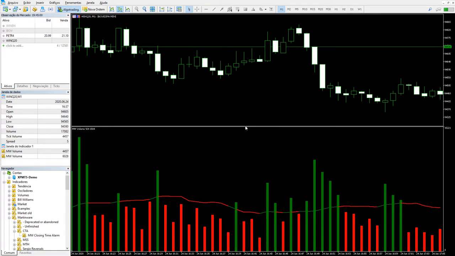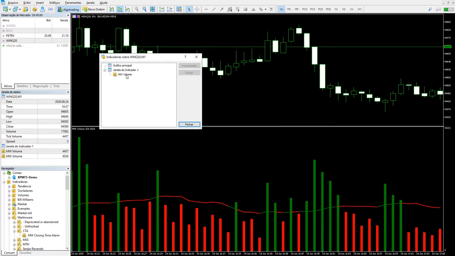Of course, it's very simple, nothing too surprising. Most of the time you could just use the default ones, but it makes things easier by adding the colors and, of course, automatically adding the moving average to the volume bars.